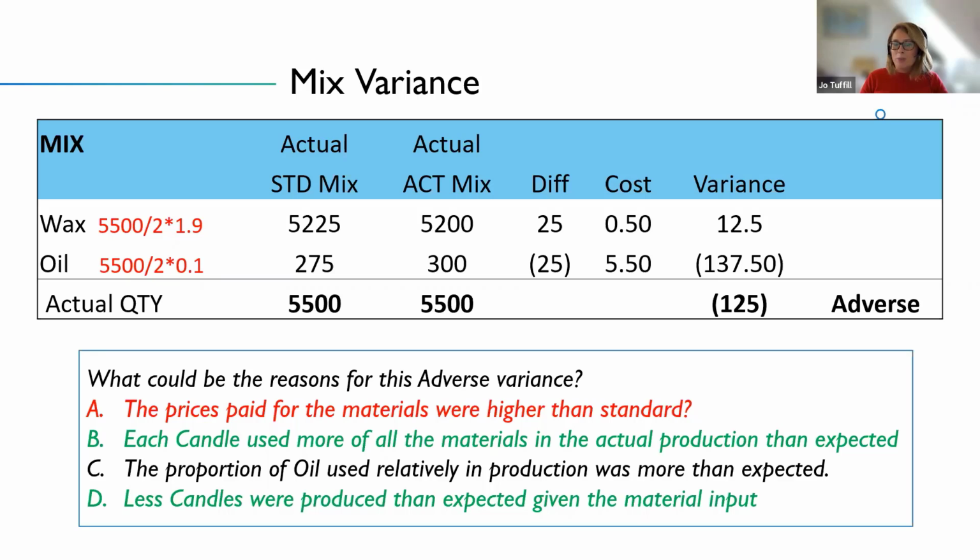B and D are basically the yield variance. So the same thing. Each candle used more of all the materials in actual production than expected. That is not a correct statement to make just because it says it's adverse. That's going to be the yield variance. D, less candles produced than expected given the material input. That's another way of describing the yield variance. So the only answer is the proportion of oil used relatively in production was more than expected. Hopefully we've learned that now.